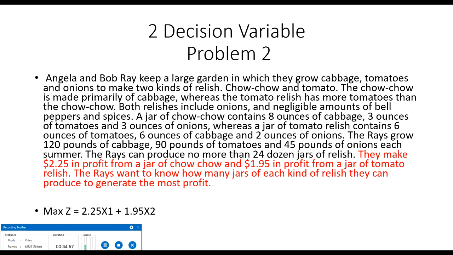Moving on, once we've completed our objective function, again, we have to look at constraints. Let's look at our first constraint. A jar of chow chow contains 8 ounces of cabbage. A jar of tomato relish contains 6 ounces of cabbage. The Rays grow 120 pounds of cabbage. Here is our first confusing point that we have to interpret in some way. We see that the amount of cabbage per jar is given in ounces. The amount of cabbage total is given in pounds. Those are two different units of measurement. If we attempt to solve like this, we will get the incorrect answer.